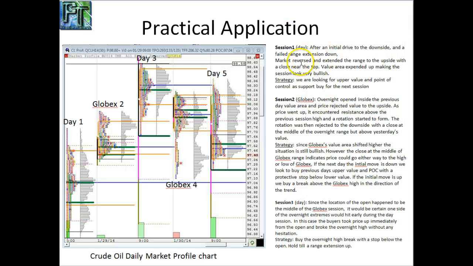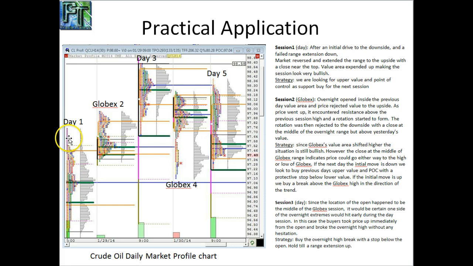Now let's look at practical application. This is a crude oil profile. We changed it from ES to crude, so that you know it works with pretty much every single instrument that is traded out there.